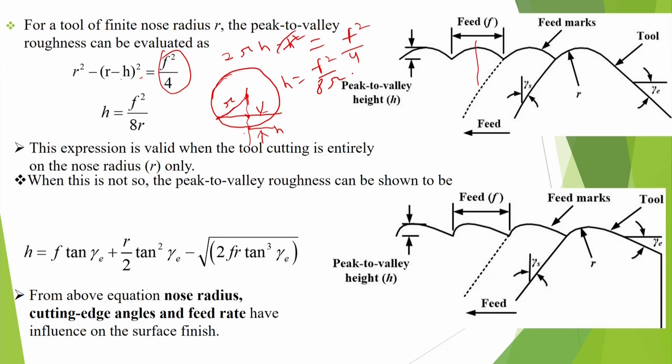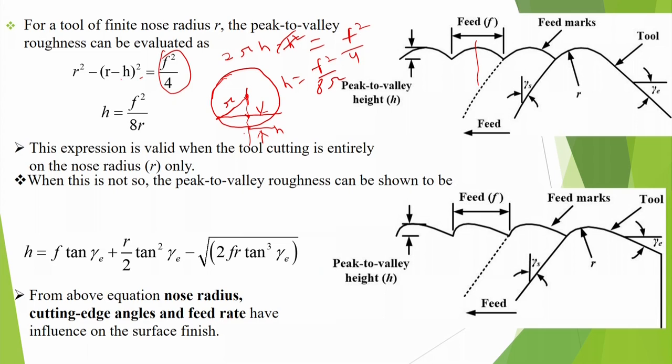R is the nose radius, is it not? Because this is the nose radius, that circular one, and F is the feed. So this expression is valid when the tool cutting is entirely on the nose radius R only. When this is not so, then the peak to valley roughness can be shown to be H is equal to F tan gamma E plus R by 2 tan square gamma E minus under root 2 F R tan cube gamma E. This derivation will take some time based on the trigonometry only, but this is the expression presented here.